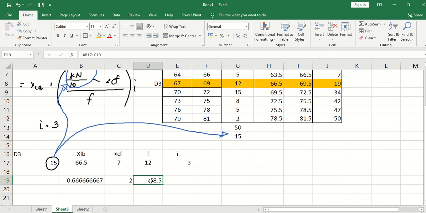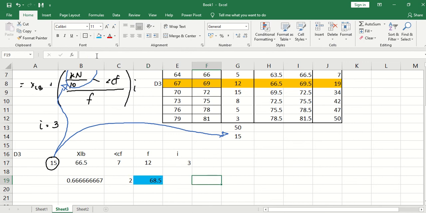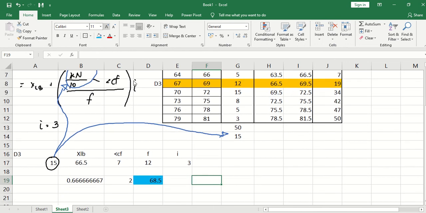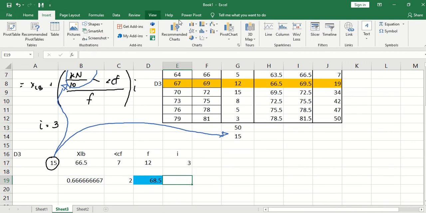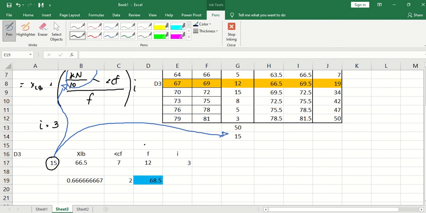Then let's check if this one is true. How can we say that it is correct? Because it falls between 66.5 and 69.5. So in that case, we can say that decile 3 is this one. That is how it is done. So decile 3, or third decile. Okay? So, that's it.